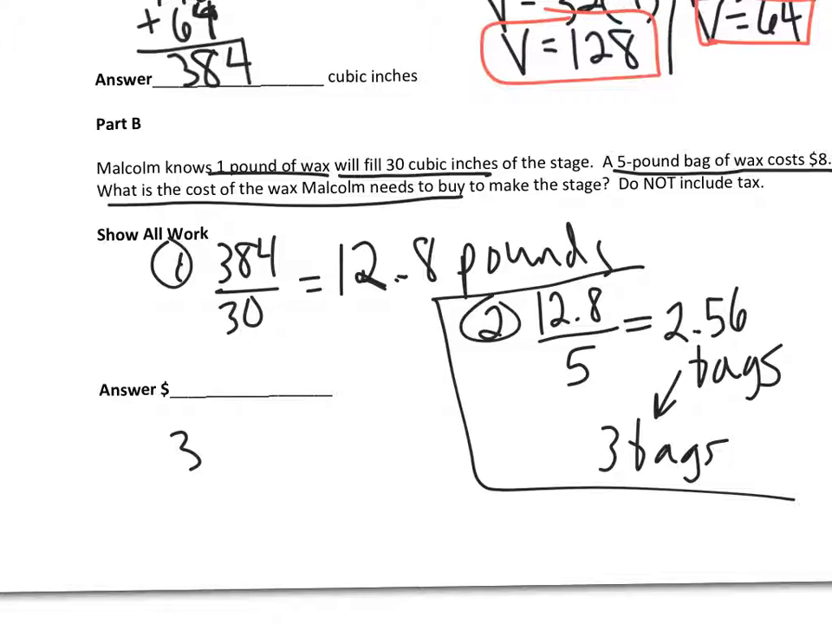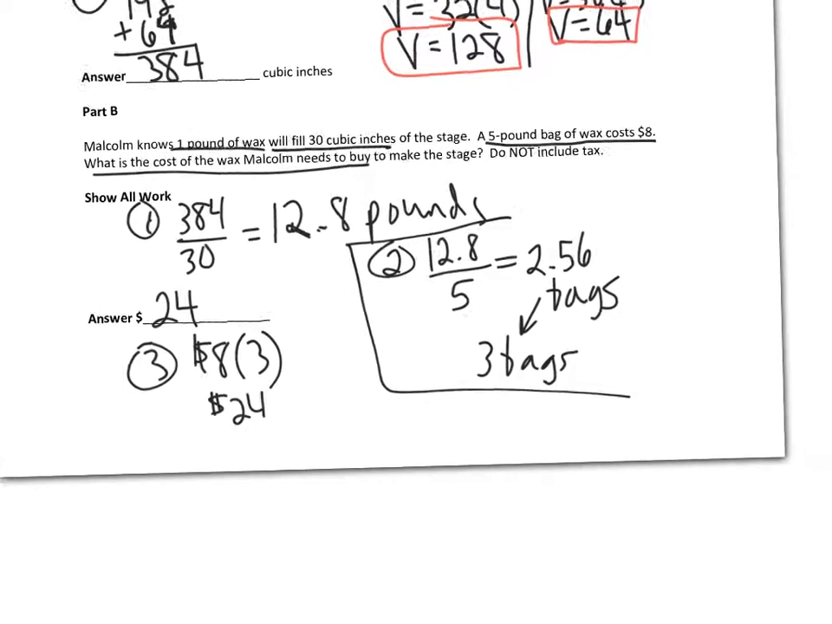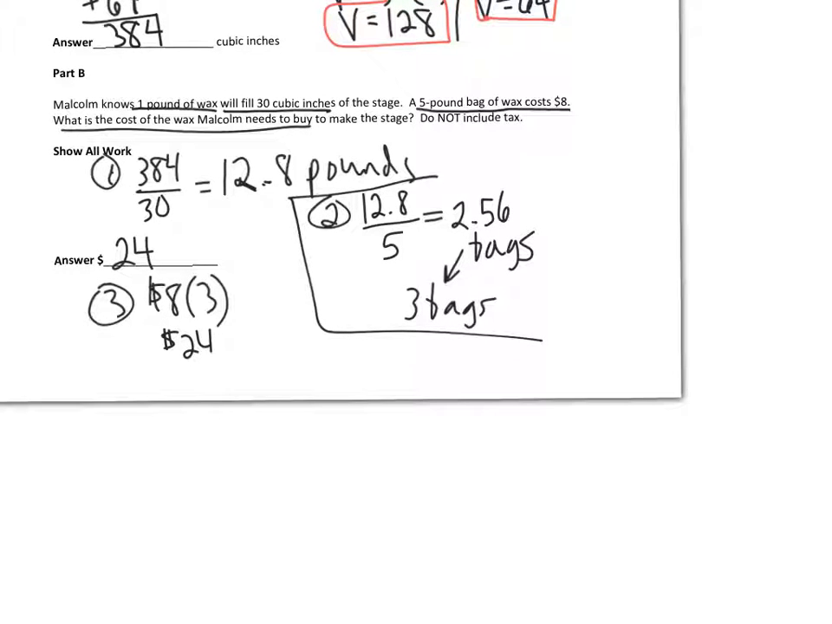So 3 bags, and the bags are $8 each, so what will we do? You multiply $8 times 3, and that would be $24. Remember, when you get your answer, make sure you write your final answer on the answer line that they give you.